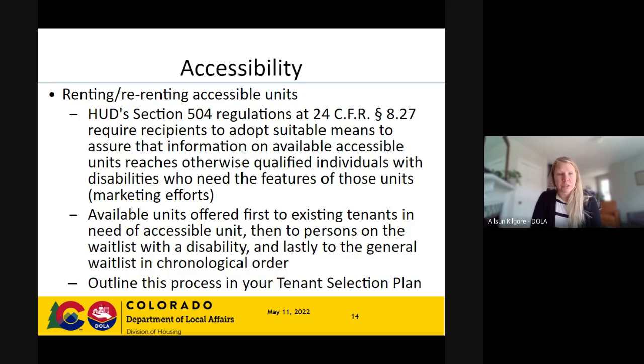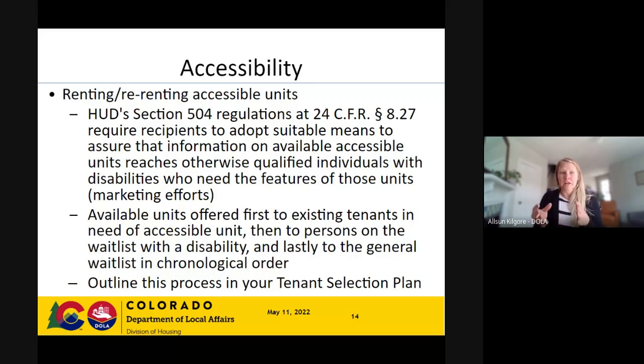These available units need to be offered first to existing tenants in need of an accessible unit. So if you have a reasonable accommodation from a tenant that may have had a stroke and is now in a wheelchair and they need an accessible unit, and one comes available, they get the first option to take that as an internal transfer for their reasonable accommodation.